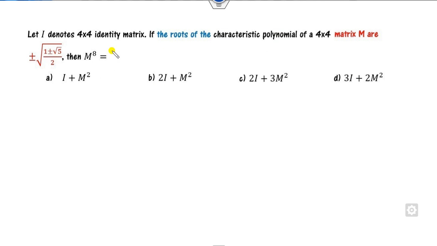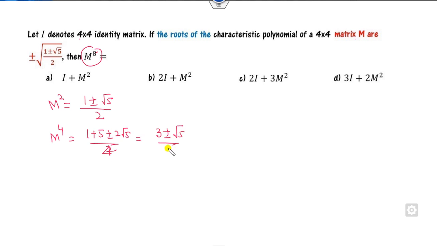Okay, the last question is there. For a 4 cross 4 matrix M, these are the eigenvalues. So what are the eigenvalues of M square? I can take the square root of this. I need the eigenvalues of M4. M square, again squaring them: 1 plus 5 plus minus 2 root 5, over 2. So that means 6, so 3 plus minus root 5, over 2.